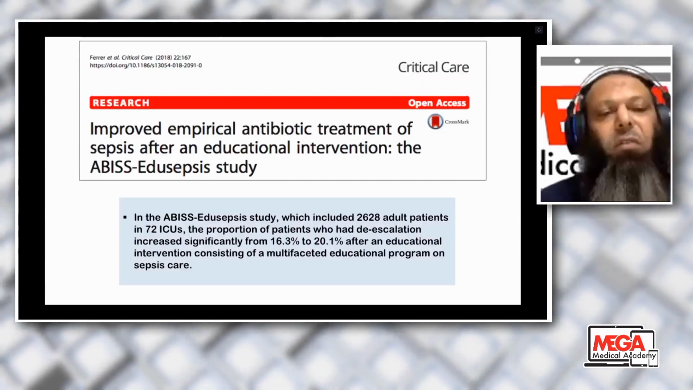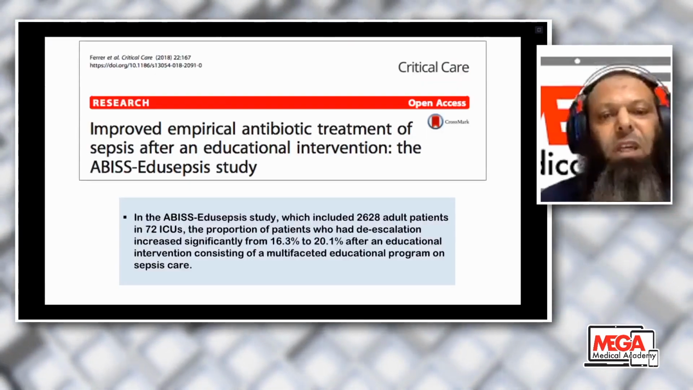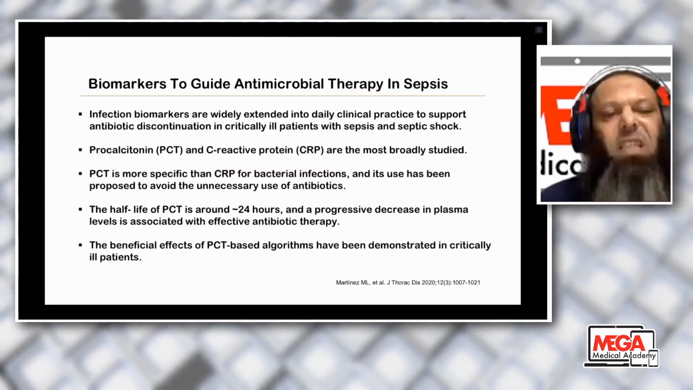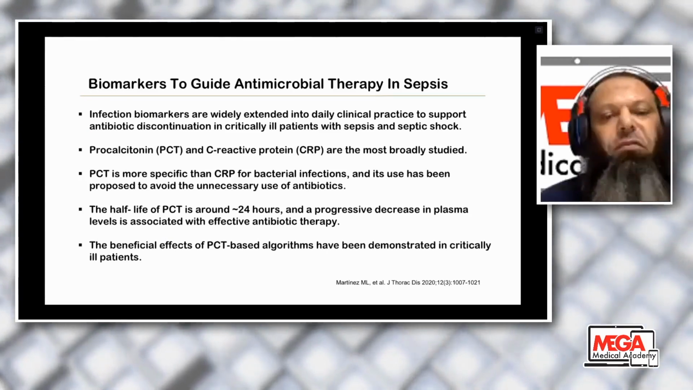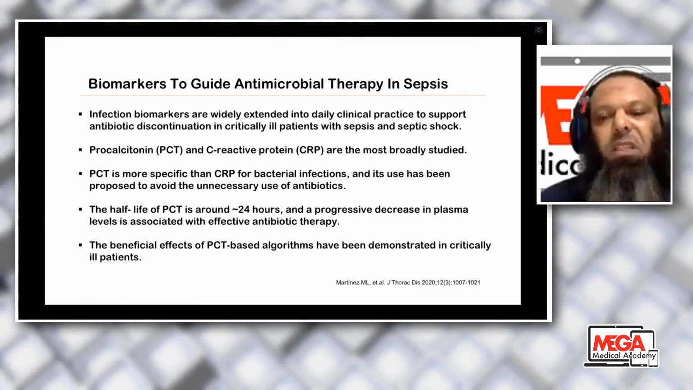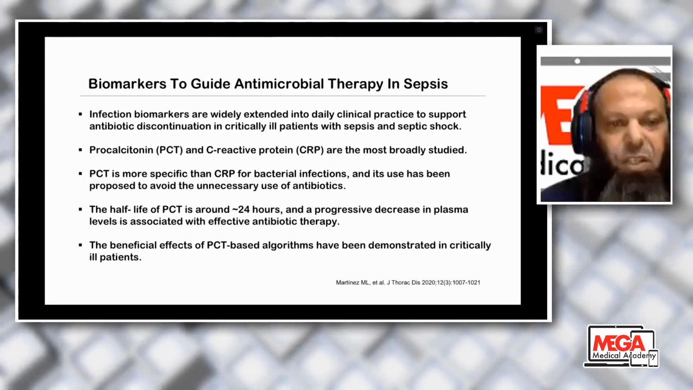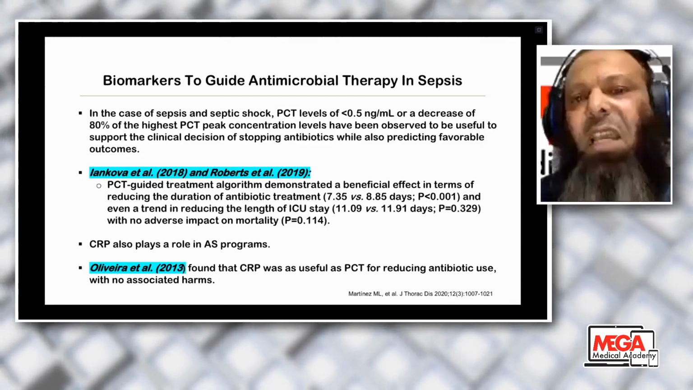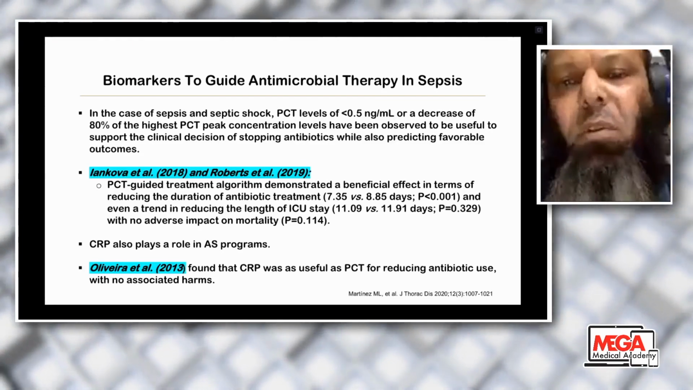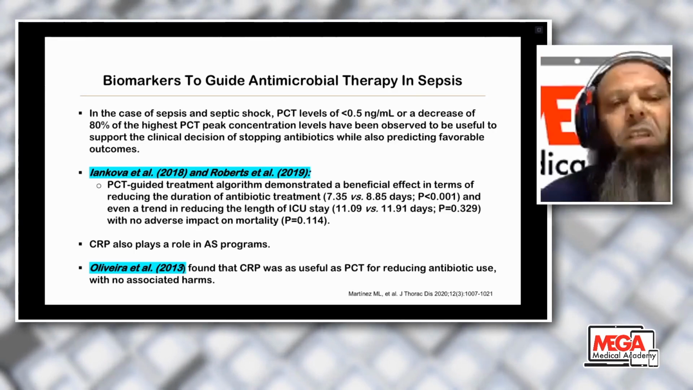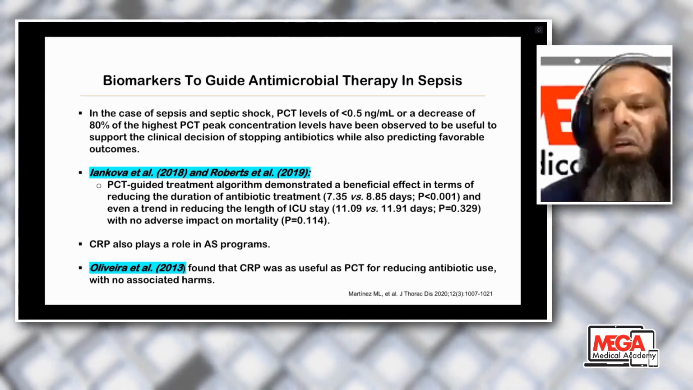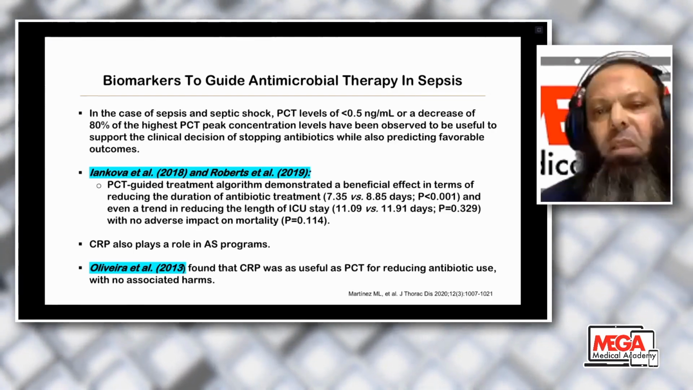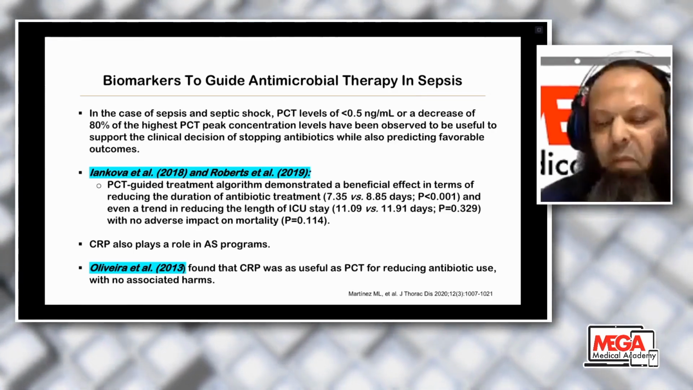Biomarkers, we all know about the role of procalcitonin. It is more specific than CRP, and the beneficial effect of PCT-based algorithms has been demonstrated in critically ill patients. Also the CRP, but in most cases of septic shock, a PCT level less than 0.5, or decreased by 80% from the highest PCT level, has been observed to be useful support in the clinical decision of stopping antibiotics, while also predicting favorable outcome.